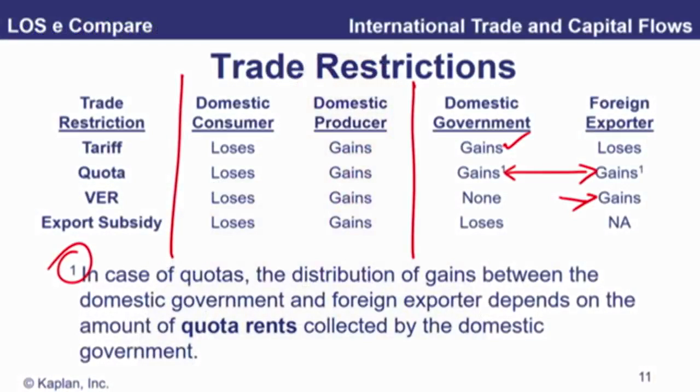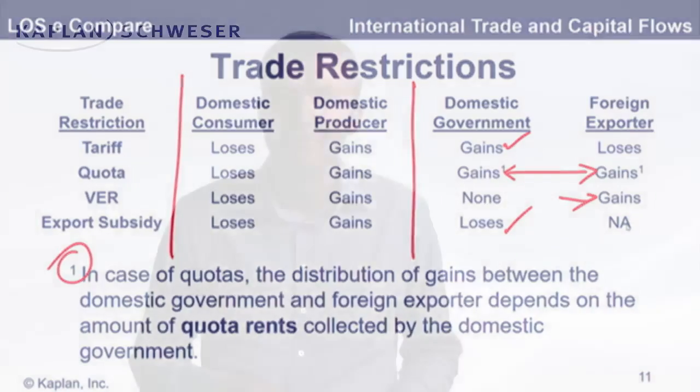Finally, a subsidy, again, I think is pretty straightforward. If the domestic government is subsidizing exports, it's paying money, it's losing. Nothing to do with the foreign exporter because there isn't one, it's just a subsidy. So a huge amount of information on that table. If you understand what's going on, it doesn't take much time at all to try and learn it. It's pretty straightforward. That's the dynamite material in this segment.